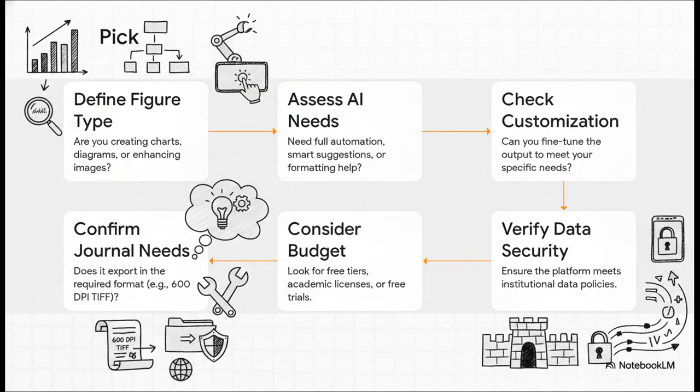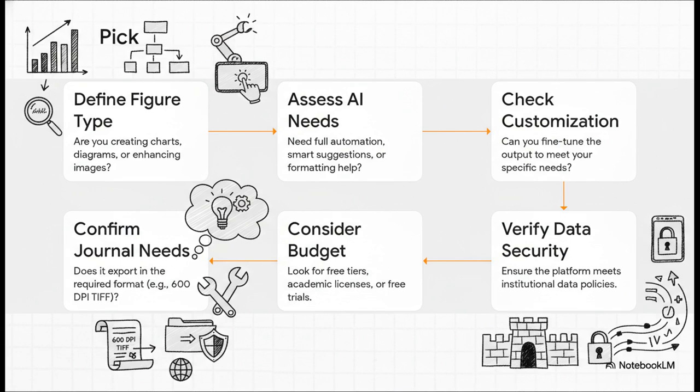Think of this slide as your personal checklist for finding the perfect tool. Let's walk through it together. First, step 1, define what kind of figure you're actually making. Is it a chart from data, a conceptual diagram, or are you just enhancing an image? Step 2 is to really assess what you need from the AI. Do you want full automation where it does everything, or just some smart suggestions and a little formatting help?